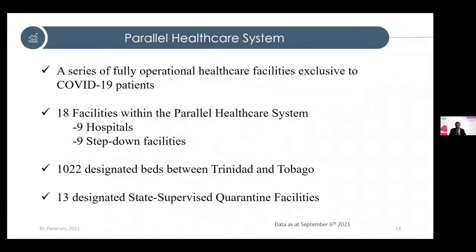So we had created 18 facilities over time, 9 hospitals, 9 step-down facilities, having just over 1,000 designated beds between Trinidad and Tobago, and 13 designated state-supervised quarantine facilities so that we could house persons while the border was closed, and even now, persons coming through the border not meeting the requirements for home quarantine or to go home directly from the airport or seaport.